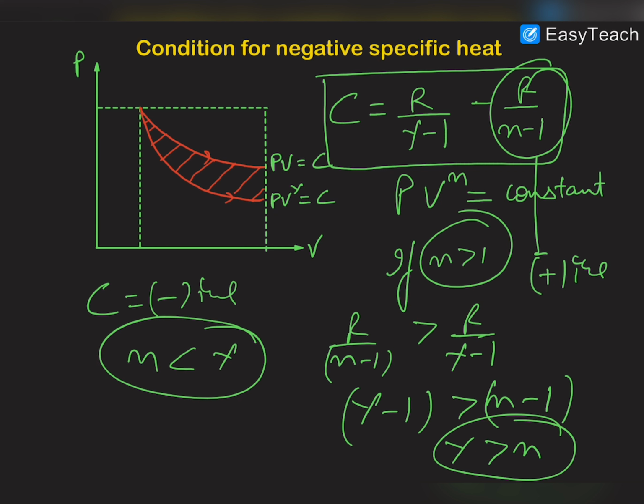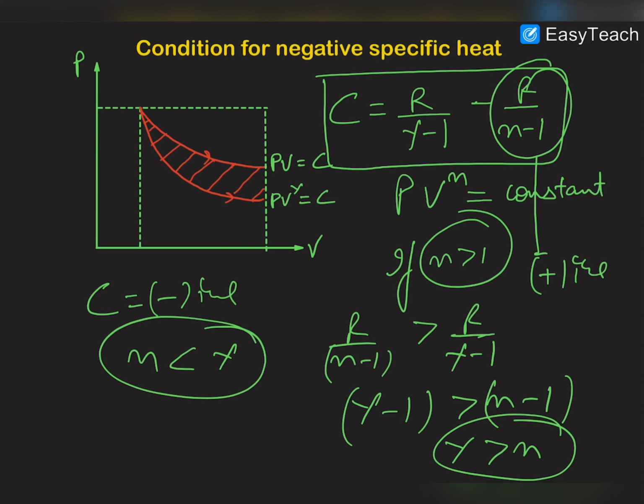And negative specific heat means that we would need to withdraw some amount of heat from the gas to increase its temperature instead of giving the heat to the gas. Normally we do give some heat to the gas to increase its temperature, but if the specific heat of the gas or the process is negative, then it means that we need to withdraw some amount of heat to increase the temperature of the gas.